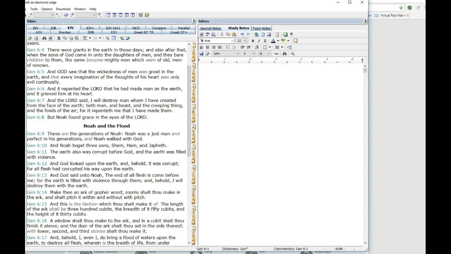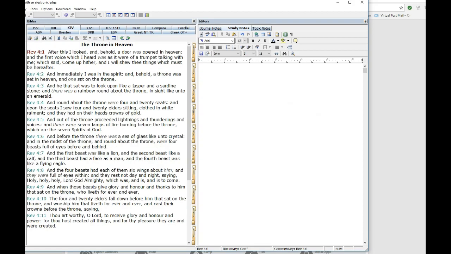I thought that's really interesting how that came to be, because you guys know I am very convinced personally that I'm in Revelation 4 here. First, you have the prototype of the rapture. After this, I looked, and behold, a door was open in heaven. And the first voice I heard was as it were of a trumpet talking with me, saying, "Come up hither, and I will show you things which must be hereafter." And the "come up hither" is the prototype of the rapture.